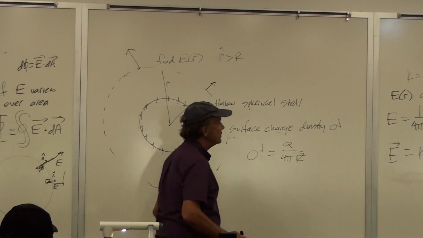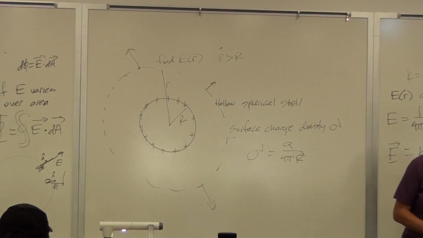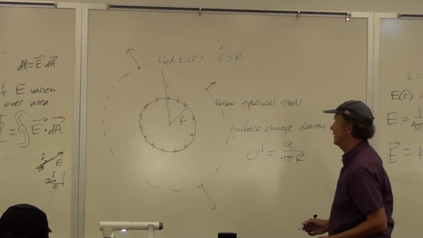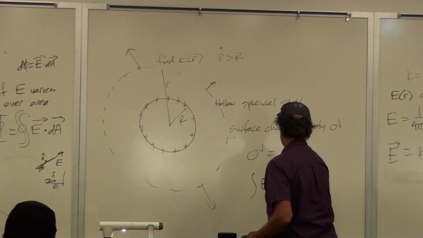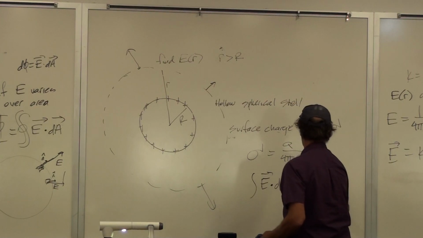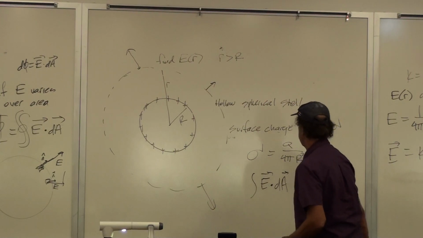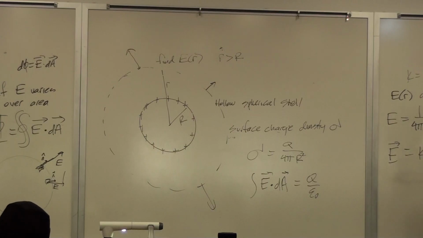And so how does Gauss's law change then? If I want to apply Gauss's law to this, I say the integral of E dot dA equals Q over epsilon naught. So how is that different from the point charge? It's not. It's exactly the same problem.